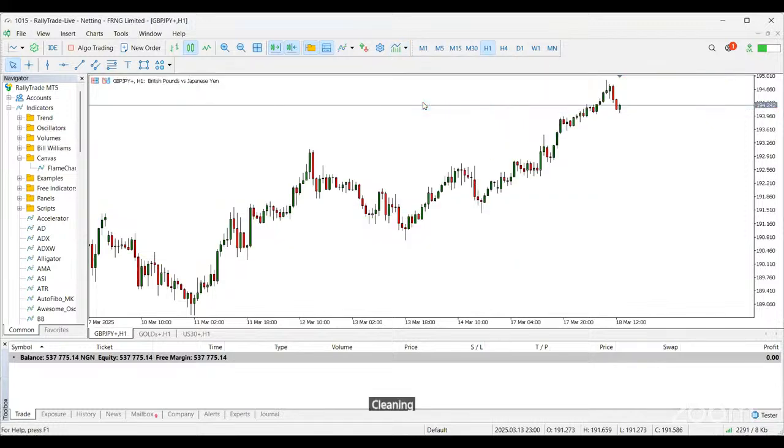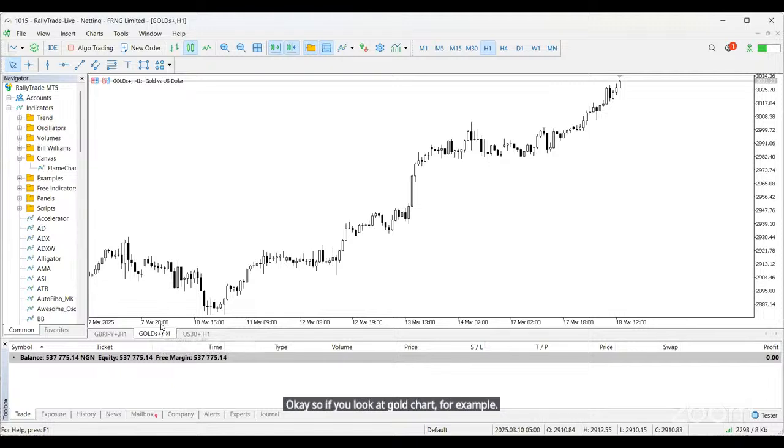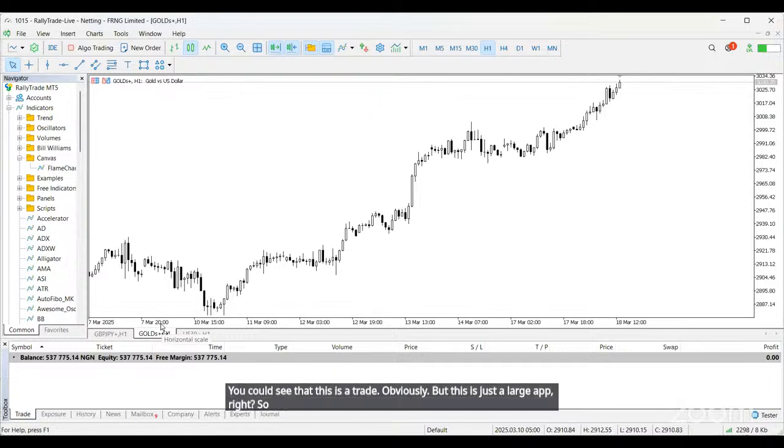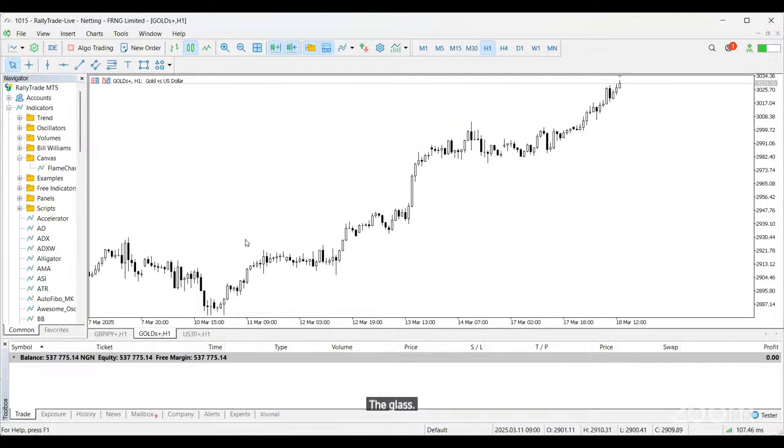Okay, so if you look at the gold chart, for example, you could say that this is an uptrend, obviously. But this is just an hour chart. So if you want to know the direction of a price, you want to look at D1, W1, and monthly charts. Now, those 3 structures should give you an idea of what price is doing at a glance. So for the trend to change, it will start changing from 1 hour.